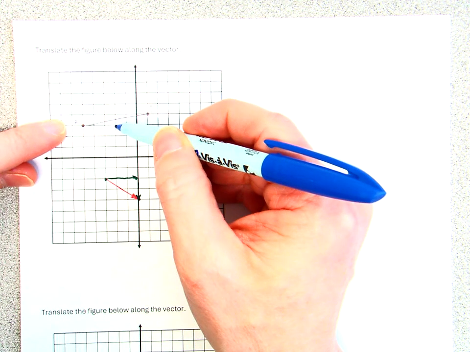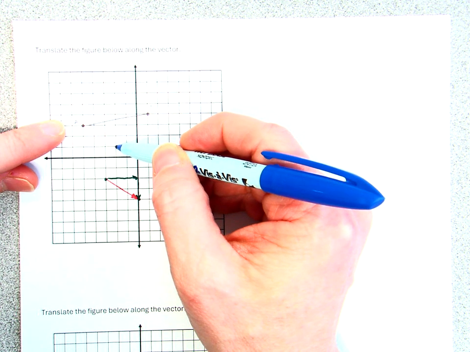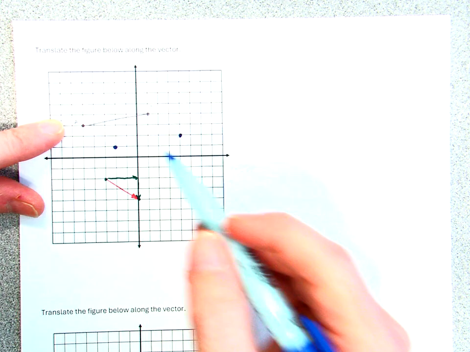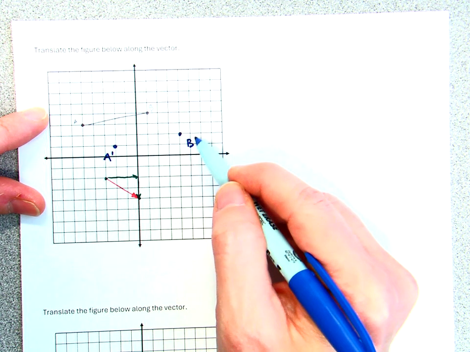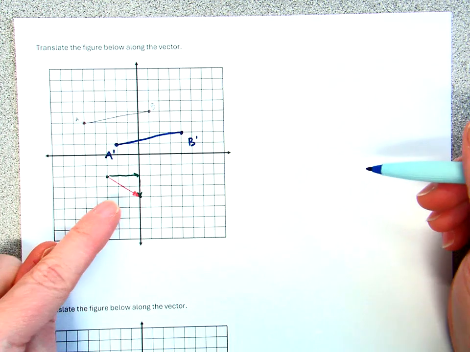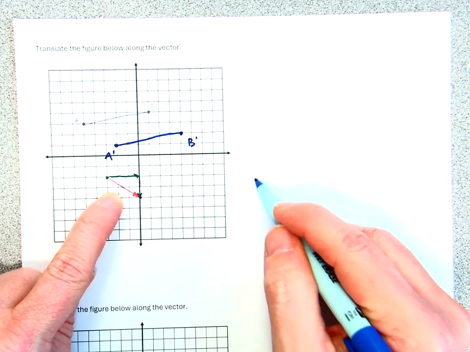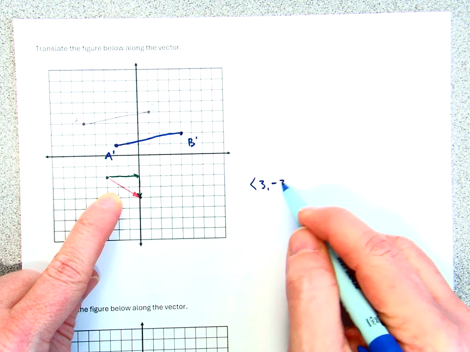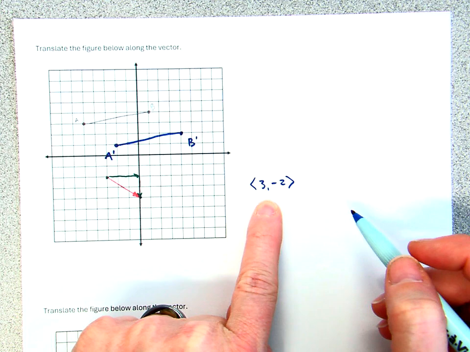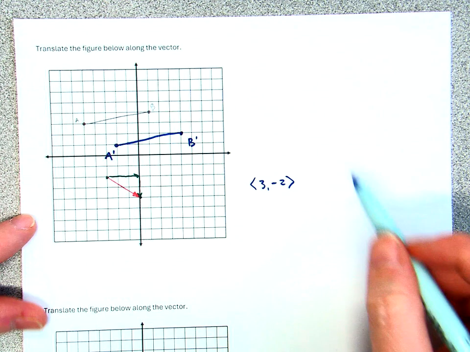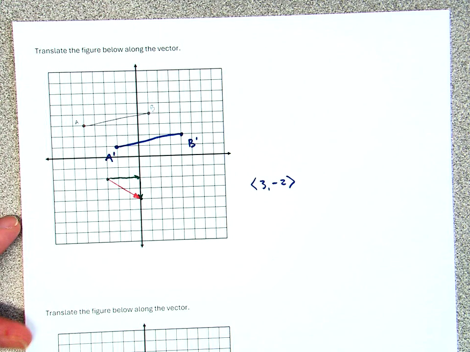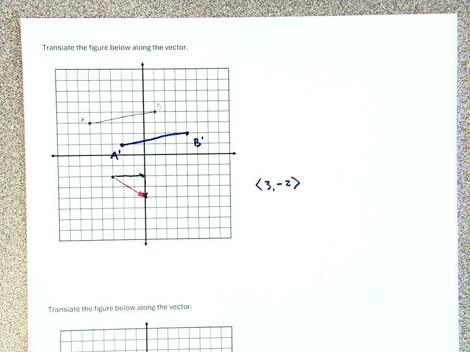So 1, 2, 3, down 2, right? 1, 2, 3, down 2. And here is my new A prime and B prime. So again, the vector describes the movement, right? If I wanted to write this in component form, I would say right 3, down 2. So if I wanted to make the component form and then use it on these ordered pairs, I can come out here and write them out if I wanted to, right? That is definitely an option here.